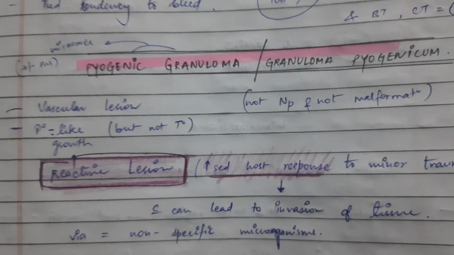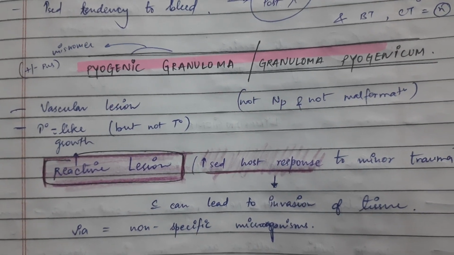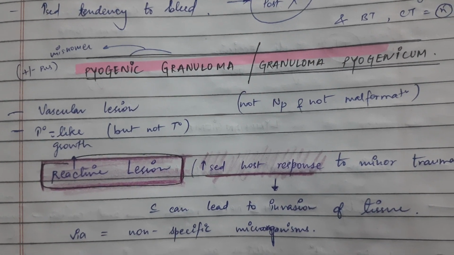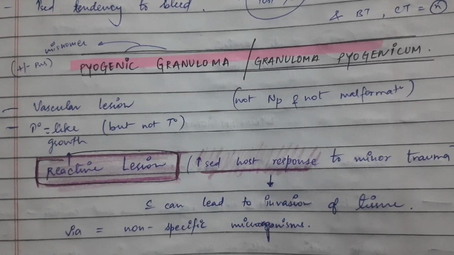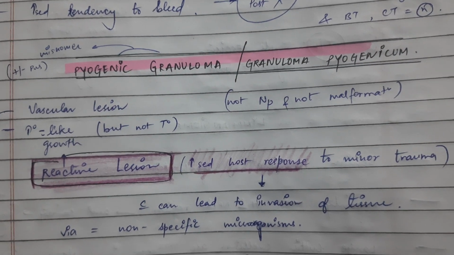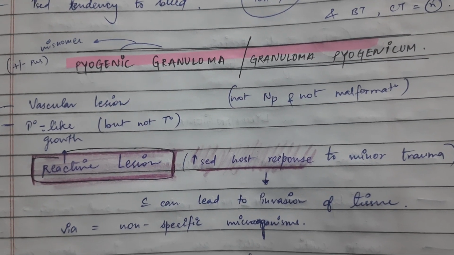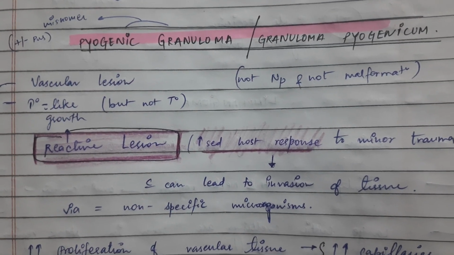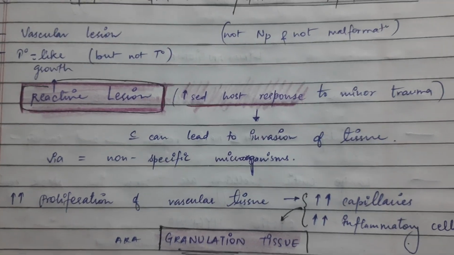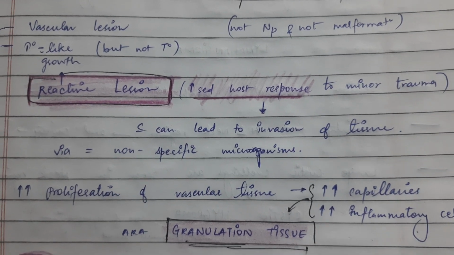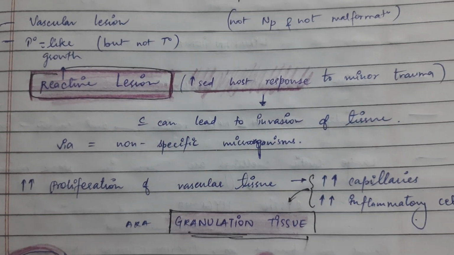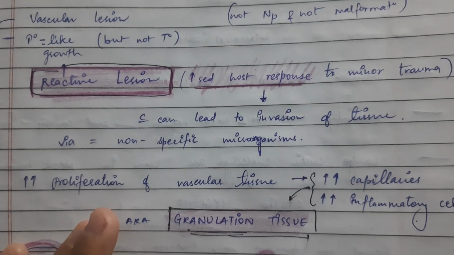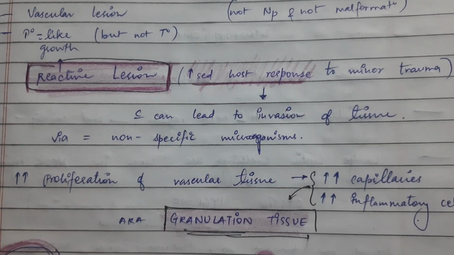Pyogenic granuloma. It's a misnomer because pus may or may not be present. Granuloma pyogenicum. Vascular lesion, not neoplasm, not malformation, tumor-like growth but not a tumor. Reactive lesion it is. Increased host response to minor trauma.